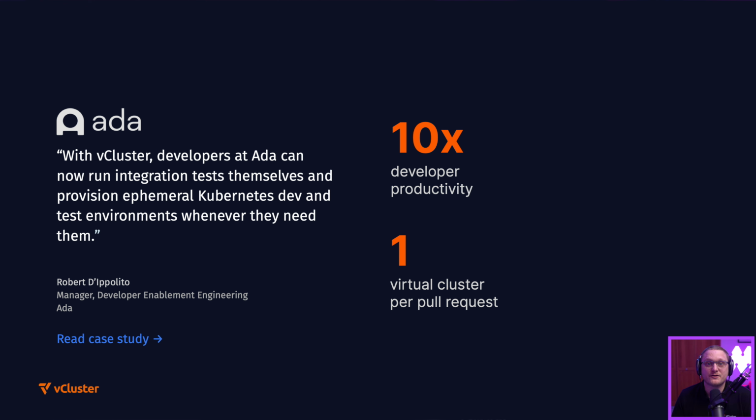Ada: With vCluster, developers at Ada can now run integration tests themselves and provision ephemeral Kubernetes dev and test environments whenever they need them. They have 10 times the developer productivity, and they have one virtual cluster per pull request. If you have a ton of pull requests per day, and you want to spin these up and create preview environments, then you can also utilize sleep mode, which will put it to sleep if no one actually accesses it after that preview has been brought up. And as soon as someone accesses it, it'll come back up and they can see the preview.